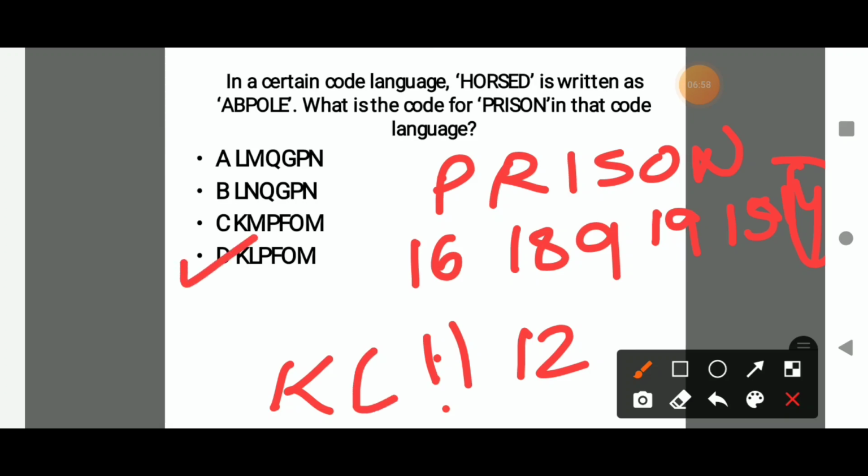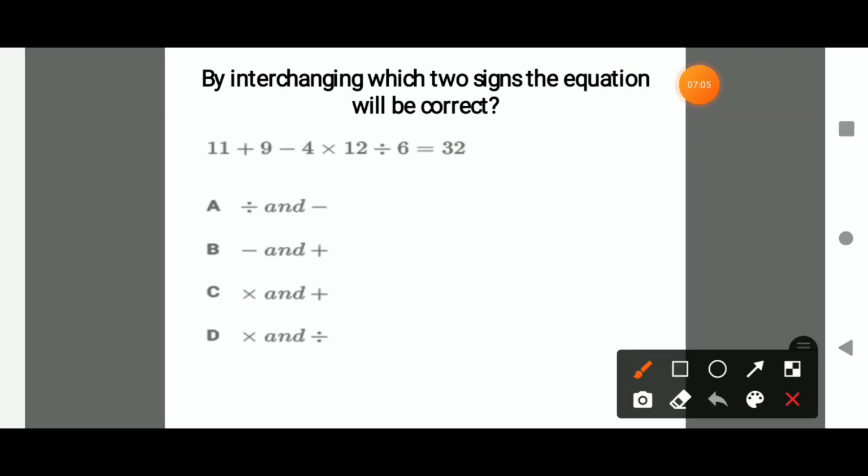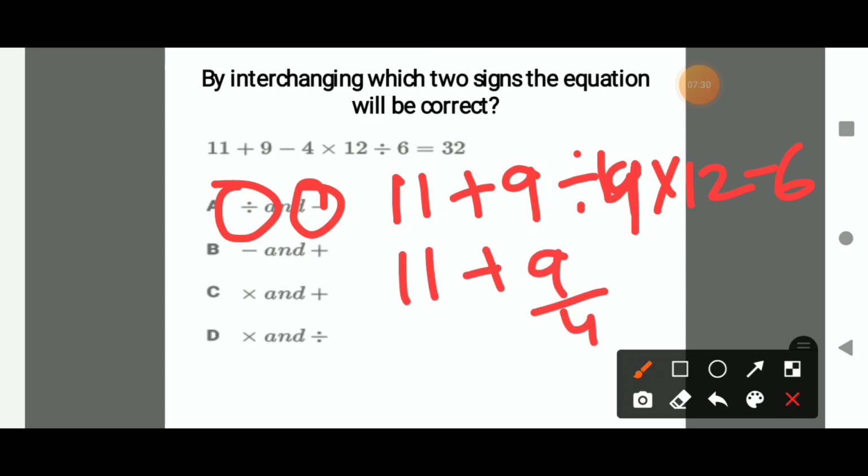Let us not search for other values. So the next one is, which of the signs are changing? The output is correct. So let us change division with minus and minus with division. So let us go for the first option. 10 plus 9 divided by 4 into 12 minus 6. Sorry, this one 4. So 11 plus 9 by 4 into 12 minus 6.